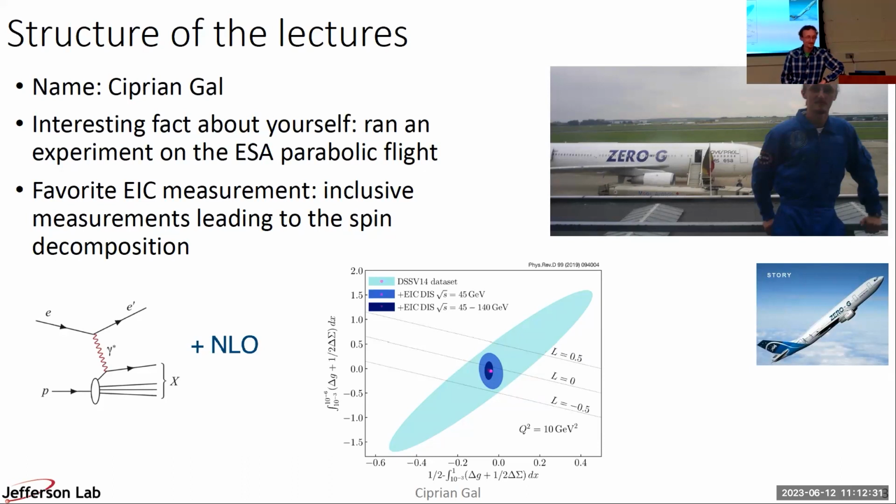I'm a lattice QCD theorist. So my first paper on the archive is about the nucleon gluon PDF. So anything that helps us constrain that would be very interesting to me.